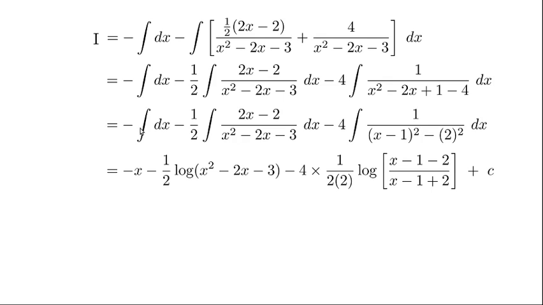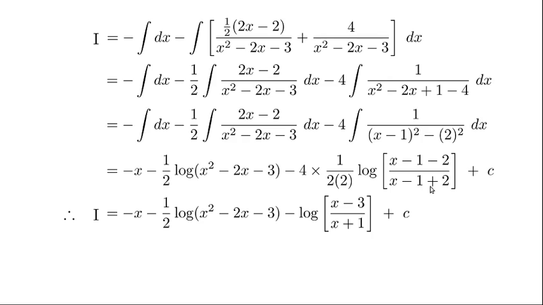So here the integration of this is minus x, and this is minus half log of x square minus 2x minus 3, because the numerator is the derivative of the denominator, minus 4 times 1 upon 2a log of (x minus a) upon (x plus a). Here x is x minus 1, a is 2. So 1 upon 2 into 2. These 2 and 4 get cancelled, and it gives you (x minus 3) upon (x plus 1). Therefore, I equals minus x minus half log of x square minus 2x minus 3 minus log of (x minus 3) upon (x plus 1) plus c.